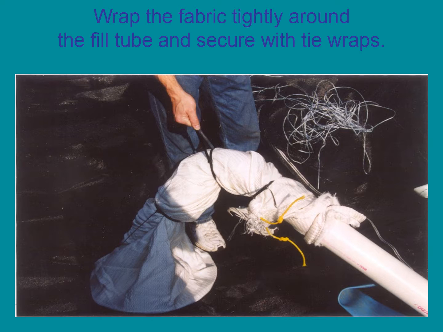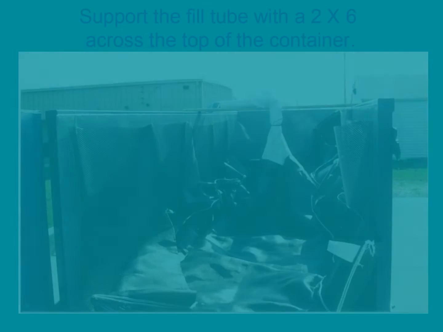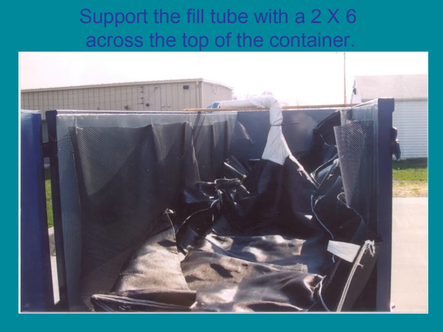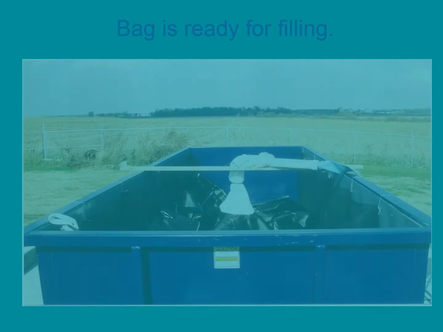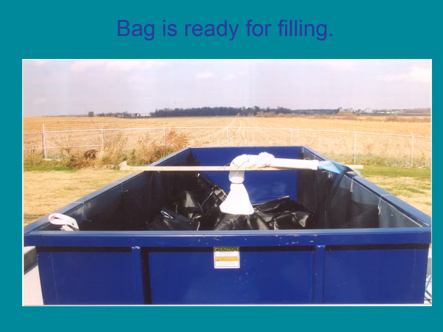The port is a fabric port that is wrapped around the fill tube or the fill hose. Then, 3 heavy-duty tie wraps are used to secure the tube in the port. The fill tube can be supported with a 2x6 or 2x8 laid across the top of the roll-off. Here the bag is installed in the roll-off and is ready to be filled with treated sludge.